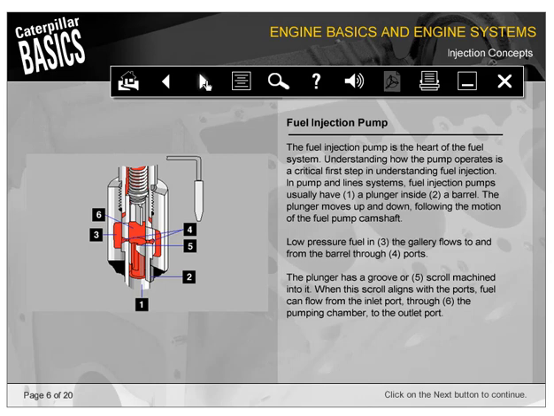Low-pressure fuel in the gallery, 3, flows to and from the barrel through ports, shown here as number 4. The plunger has a groove or scroll machined into it, number 5. When this scroll aligns with the ports, fuel can flow from the inlet port through 6, the pumping chamber, to the outlet port.